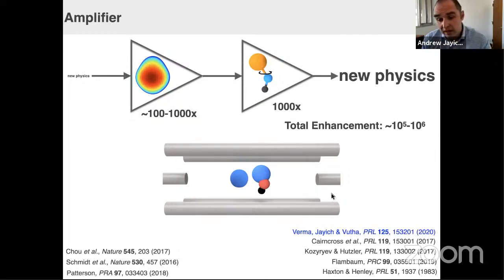Right. We want to use a new technique for doing the measurement. This is an idea that Amar Vutha came up with, and I worked with him just a little bit on this paper. It's a technique that's generic to EDM measurements. You could use it with neutral atoms, neutral molecules, or these charged species.